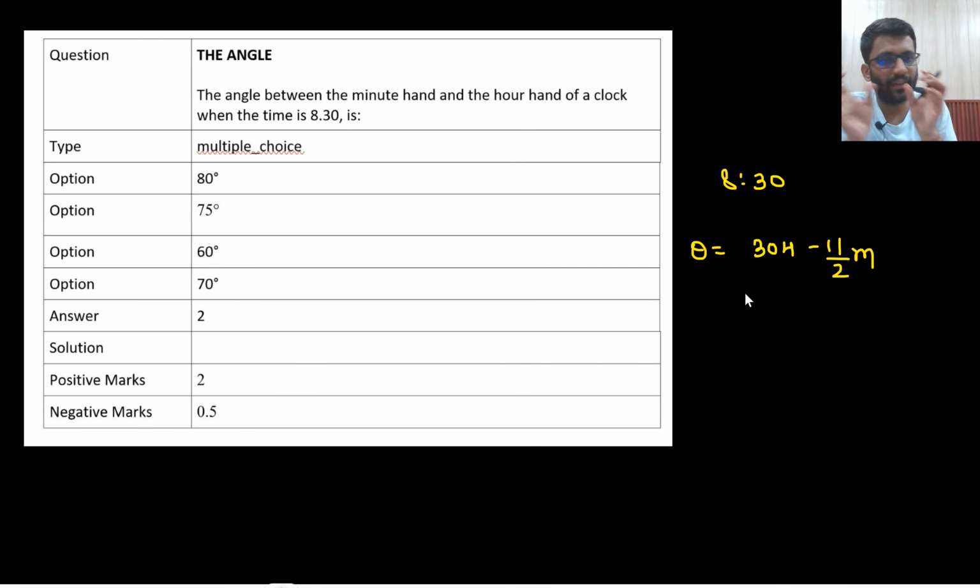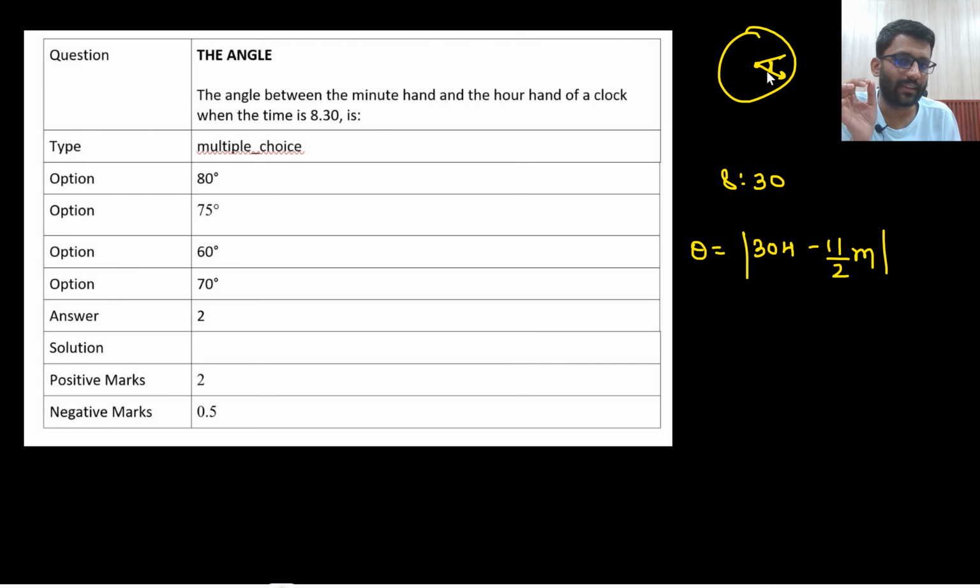The angle between the hour hand and the minute hand would be 30h minus 11 by 2 m, and the mod would come, because basically if this is the angle, that means this could also be the angle, no? Like 360 minus theta can also be a possibility. That's why we take a mod. So let's see which answer matches.